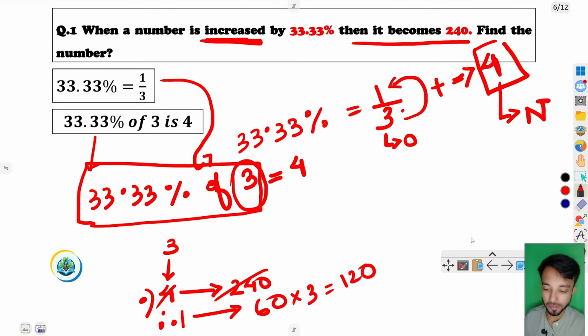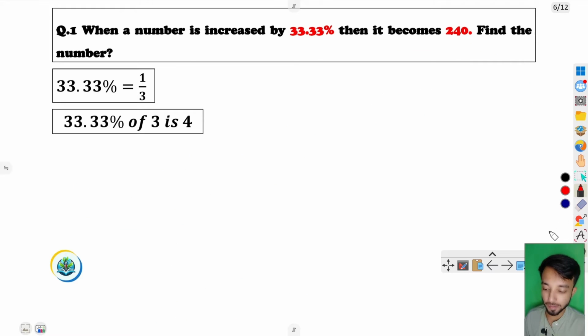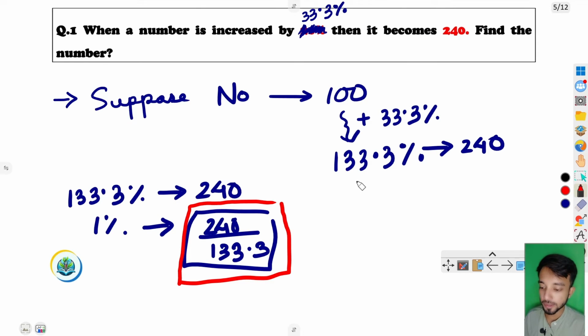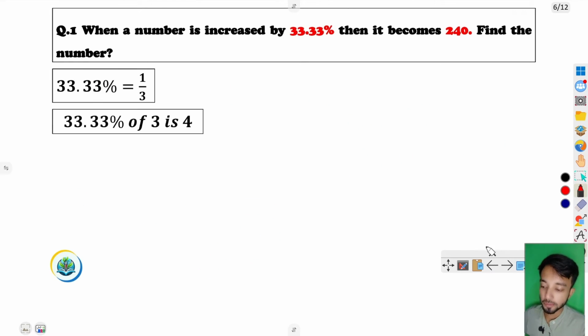Let's have a quick recap. Whatever we discussed, let's have a quick recap. The number is increased by 33%, then it becomes 240. Find the number. In such questions previously, look at the previous slide, we assumed the number to be 100, right? But now we won't assume the number to be 100. What will we assume the number to be? We will assume the number to be 3.